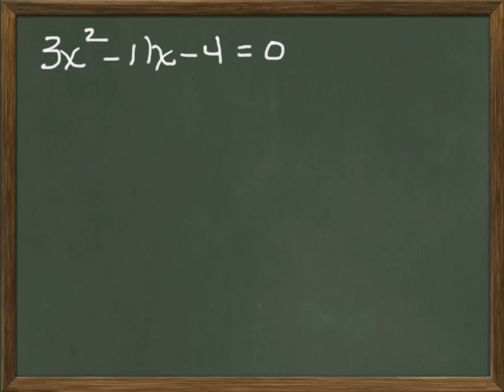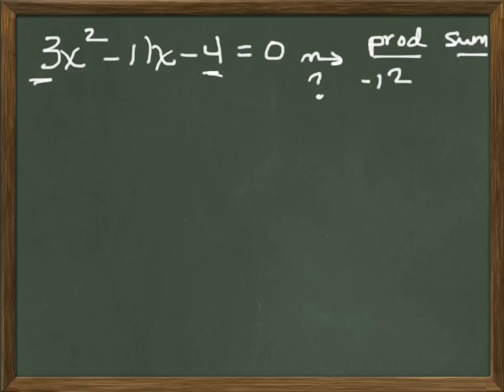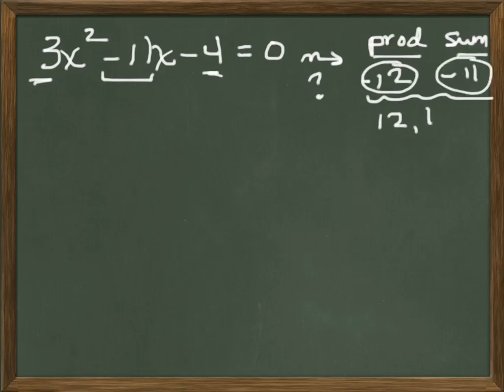Let's try 3x squared minus 11x minus 4. All right, once again, I need to ask myself what two numbers multiplied together have a product of negative 12, because I have 3 times negative 4, and a sum of negative 11. Well, the factors of 12 are 12 and 1, and I can get an 11 out of that if I make the 12 negative and the 1 positive. So I'm going to make it negative 12 and positive 1.